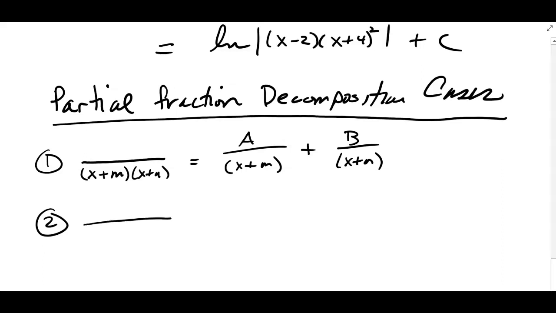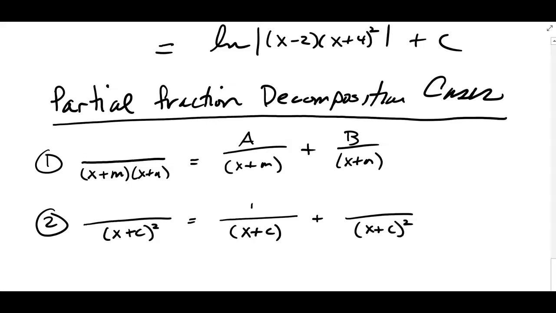Now here's a tricky one. If your denominator is, it doesn't matter if it's plus or minus, and it's squared, here's where you got to be real careful, because it's not x minus c and x minus c, or x plus c, x plus c. In order to get a squared, one of them is to the first power, and the second one is to the second power. So be careful. That one's a tricky one.